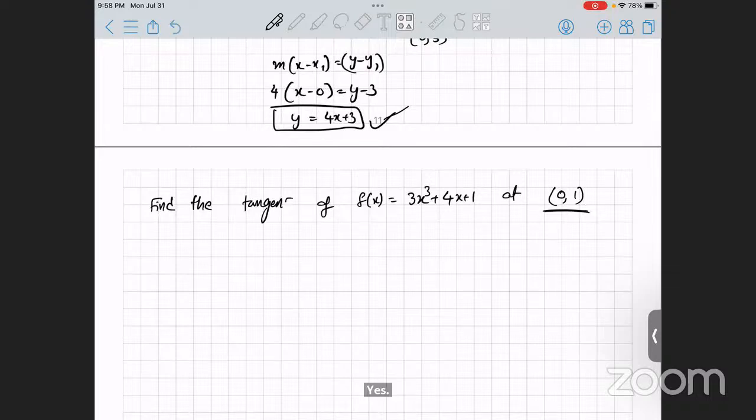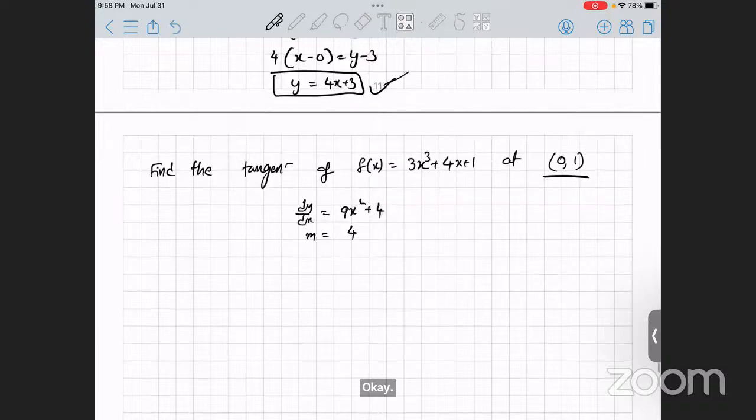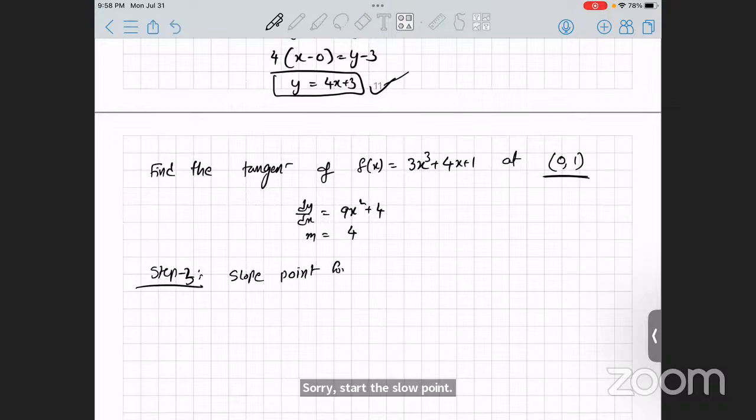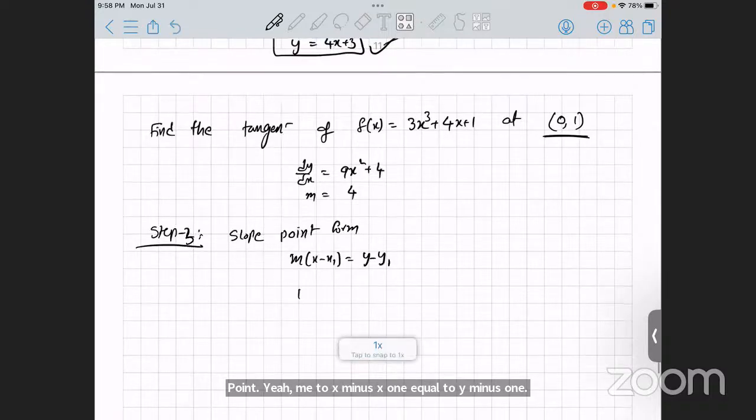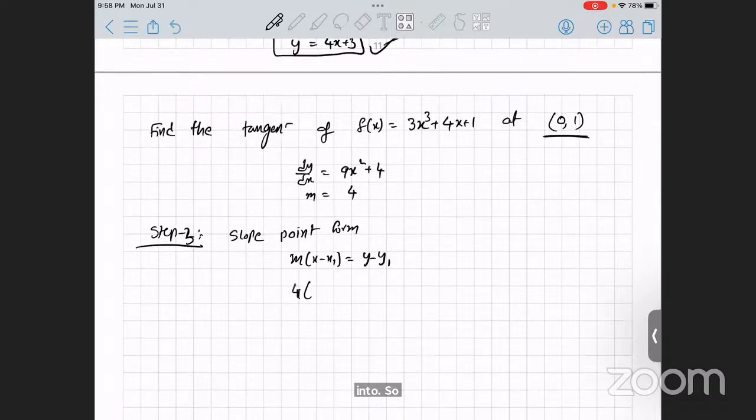dy by dx is equal to 9x square plus 4. At x equal to 0, m equal to 4. Now step 3, slope point form. m into x minus x1 equal to y minus y1. 4 into x minus 0 equal to y minus 1. 4x plus 1 equal to y.